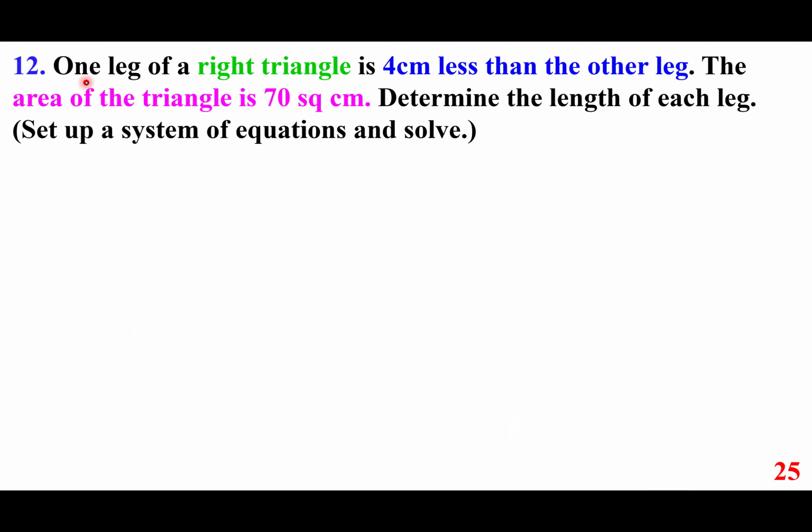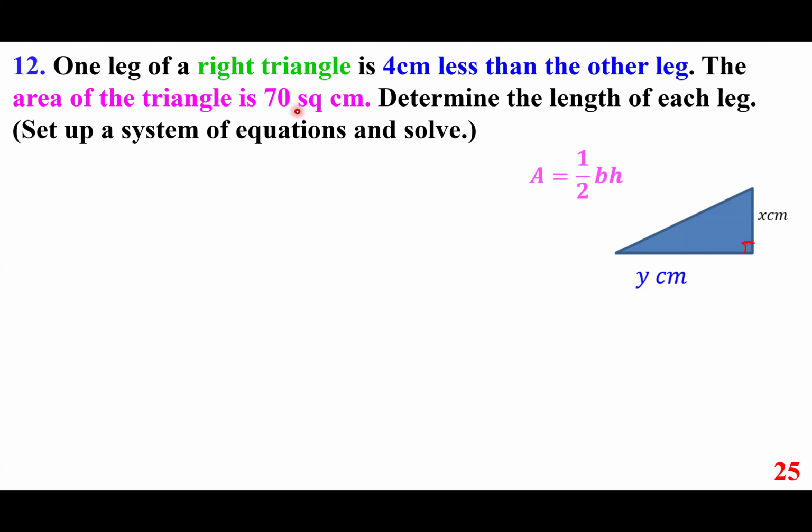One leg of a right triangle is 4 centimeters less than the other one. The area is 70 square centimeters. Determine the length of each leg, set up a system, and solve. Obviously, what is a right triangle? Looking like this. And we define the legs as X and Y, which means clearly it says one is 4 centimeters less than the other one. X is smaller. So X is Y minus 4, or Y is X plus 4. It doesn't matter. The other one is that the area is 70 square centimeters.